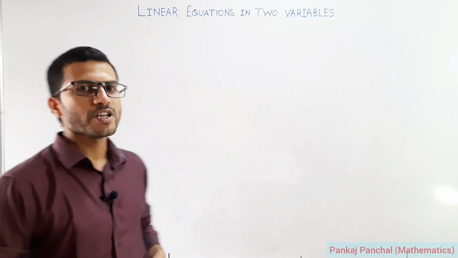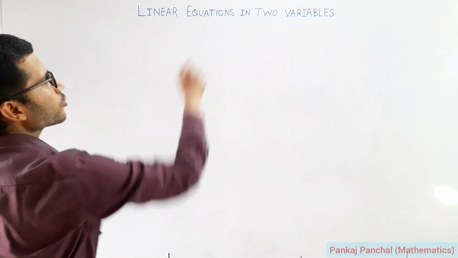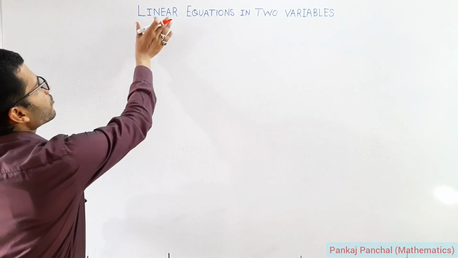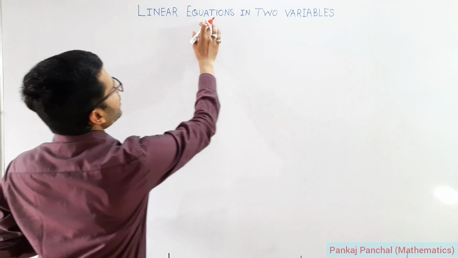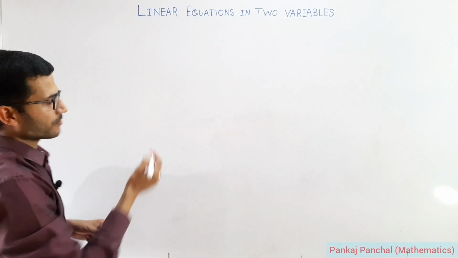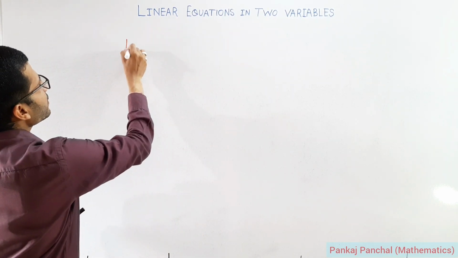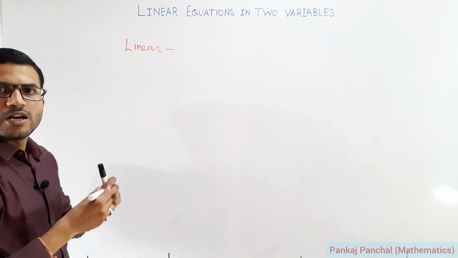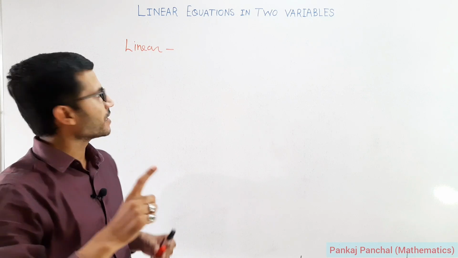Hello students, today we are going to learn linear equation in two variables. Now, first of all, we should know the meaning of the linear equations and variables. So, what is the meaning of the linear? Linear means any polynomial having degree 1.